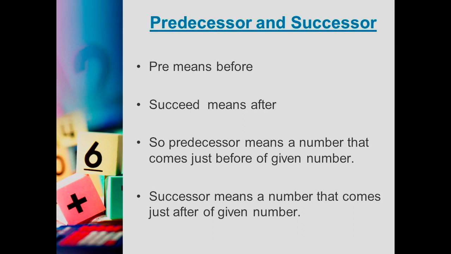Now succeed means after and successor means a number that comes just after a given number. For example, 92 is a given number. Can you tell me what comes after 92? Yes, 93 comes after 92. So here 93 is the successor of 92.